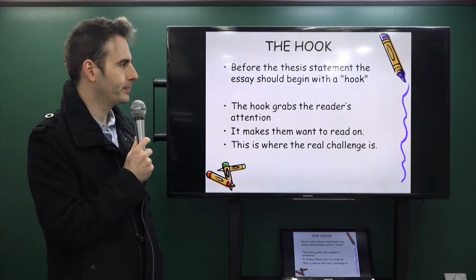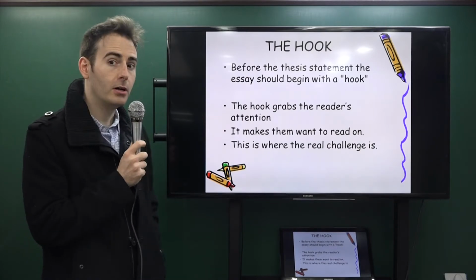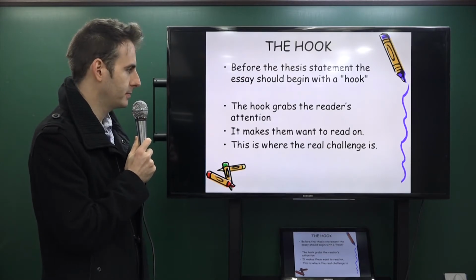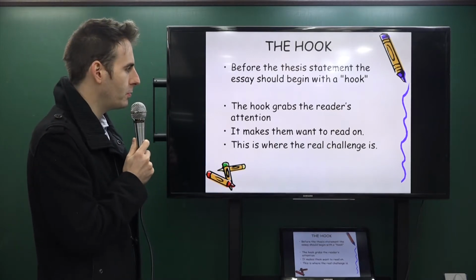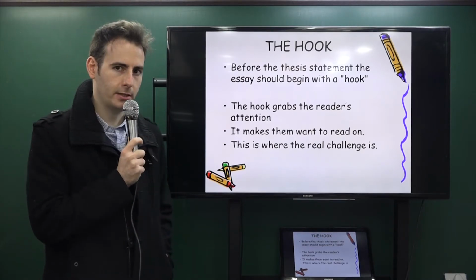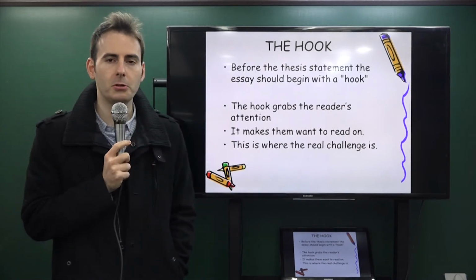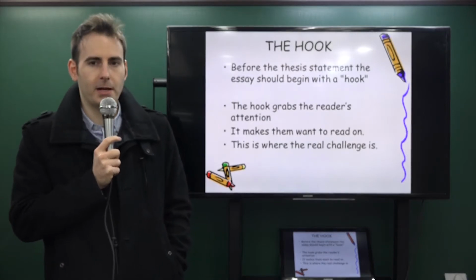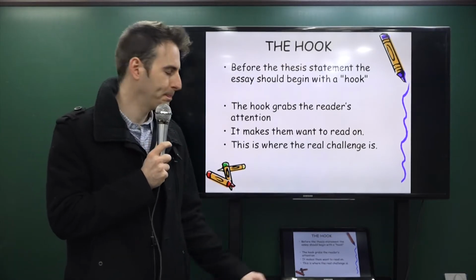The hook. Before the thesis statement, the essay should begin with a hook. The hook grabs the reader's attention and makes them want to read on. This is where the real challenge is. So when you write your introductory paragraph, include the thesis, but also include a hook. You want to pull your reader into the story so that they're excited about it and they want to read more and learn more. Hook them.